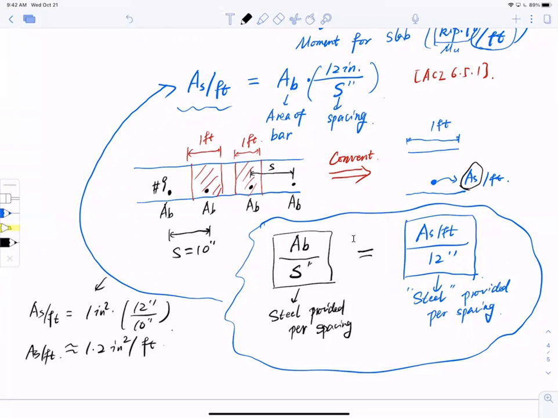So that is to say, if you give the slab number 9 bars spaced at 10 inches, then you have a provided steel per foot of actually 1.2 inch squared per foot. Don't forget, there's a conversion. Why is this so important? Because we're going to need AS per foot to calculate the moment capacity.